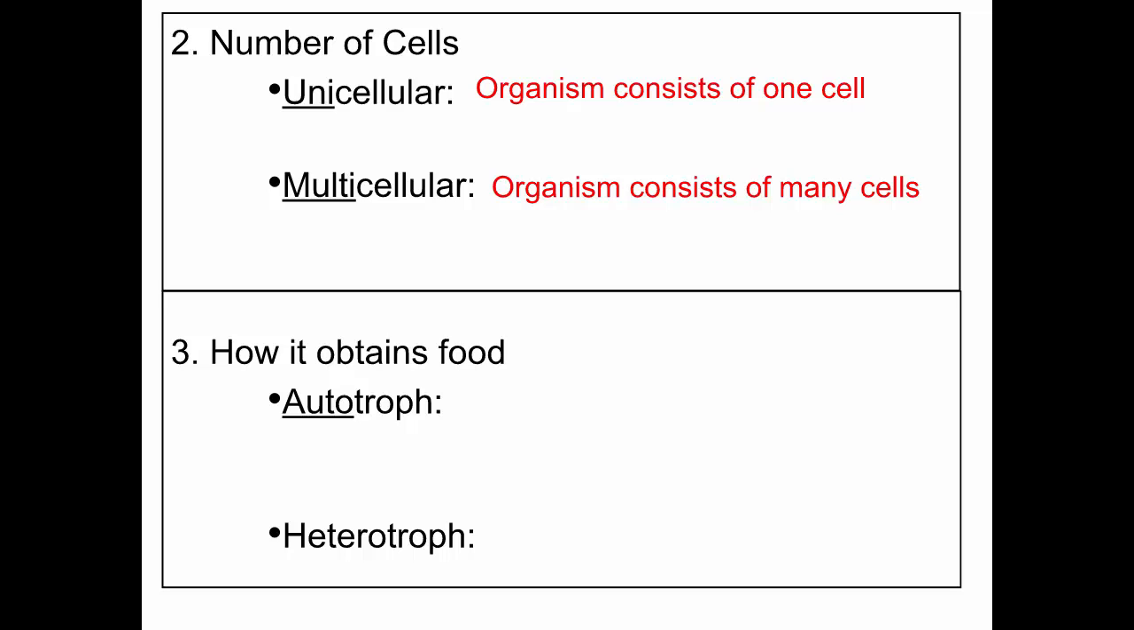So that's the other factor we look at. Does it have a nucleus or not? Is it made of one cell or many cells? And then the third is about its nutrition. Living organisms can either be heterotrophs or autotrophs. And this is about how they obtain energy.